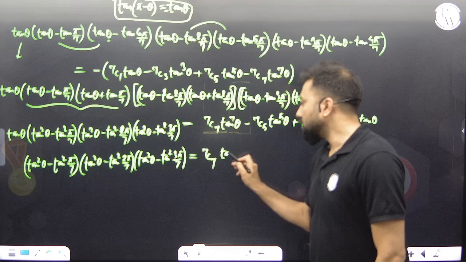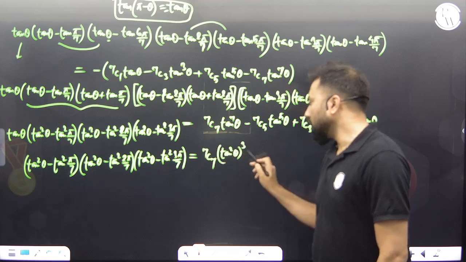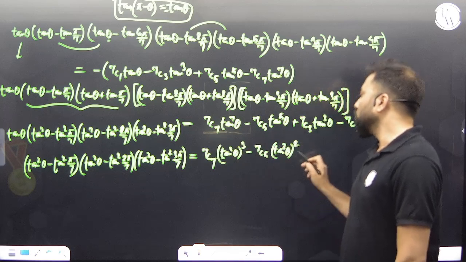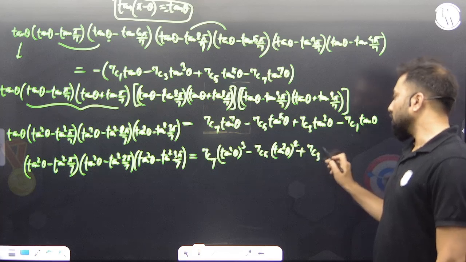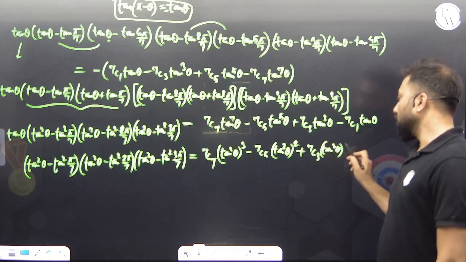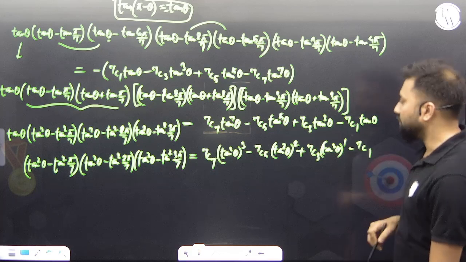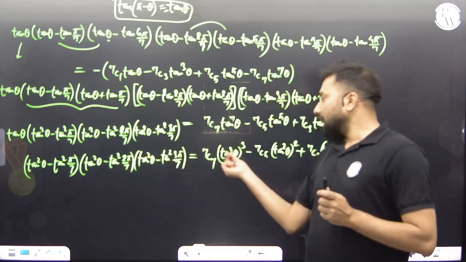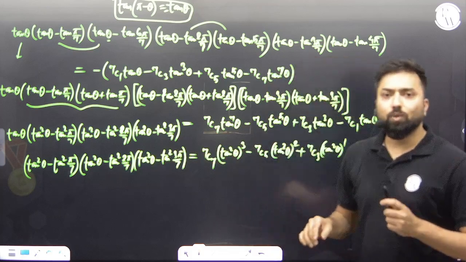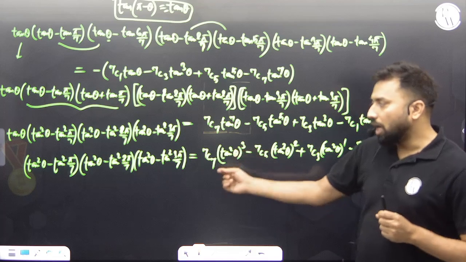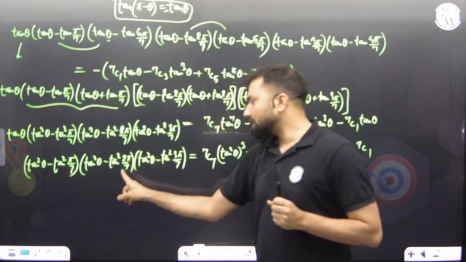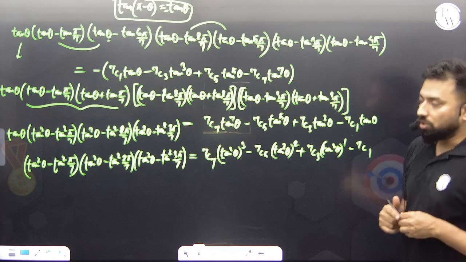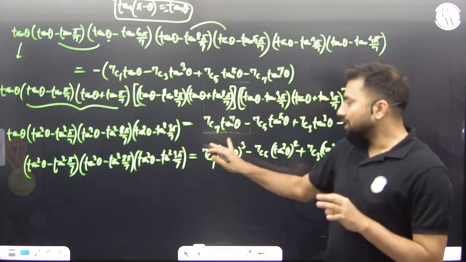7C7 (tan²θ)^3 minus 7C5 (tan²θ)^2, and then plus 7C3 (tan²θ)^1, and this is just minus 7C1. If I compare these two, I can consider the right hand side as an equation in terms of tan²θ. Now the roots are tan²(π/7), tan²(2π/7), and tan²(3π/7). These will be the solutions for this particular equation.